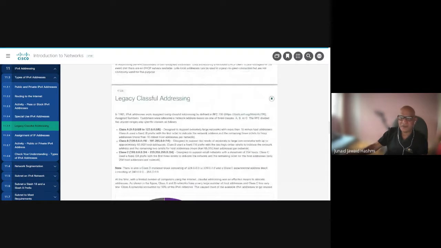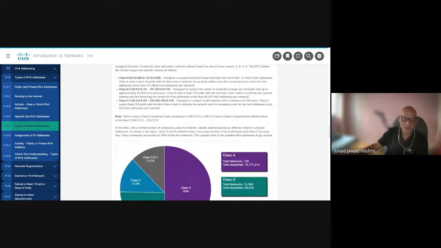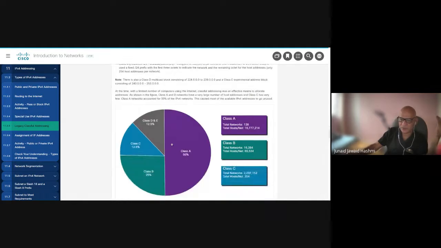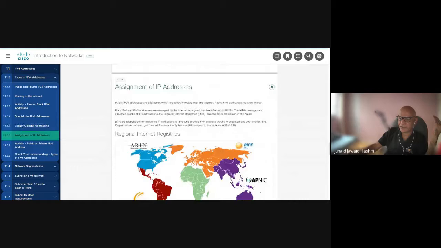So these are the classes of IP addresses. You guys probably already know. You have class A, class B, and class C addresses. Class A has more hosts and fewer networks. Class B has more hosts than class C, and class C has fewer hosts than class B and class A. It's all about how many bits are being used for the network ID and how many bits are used for the host ID.